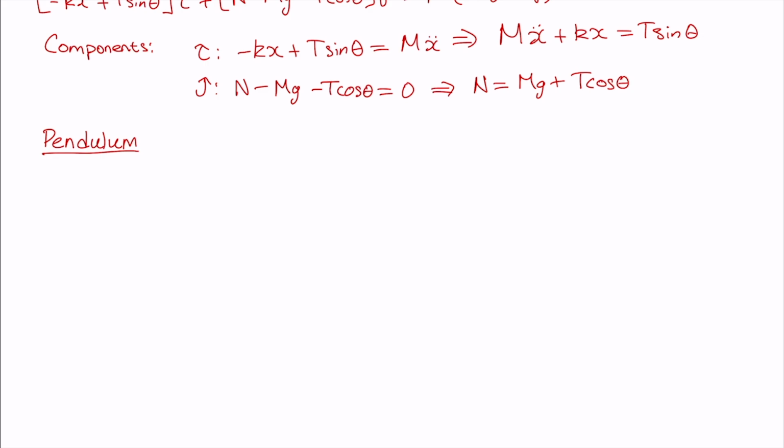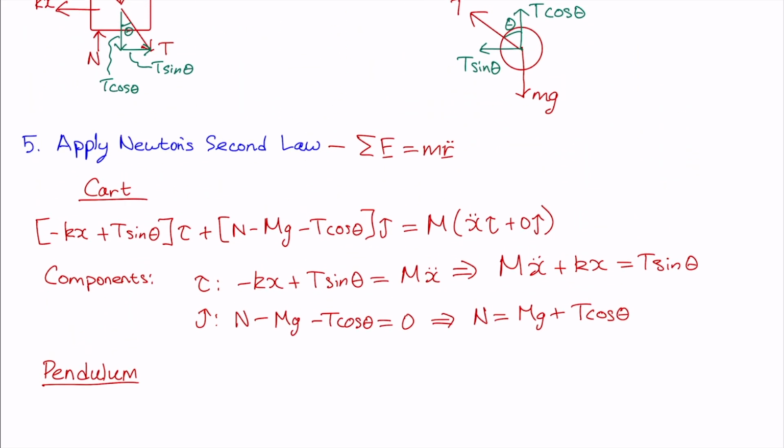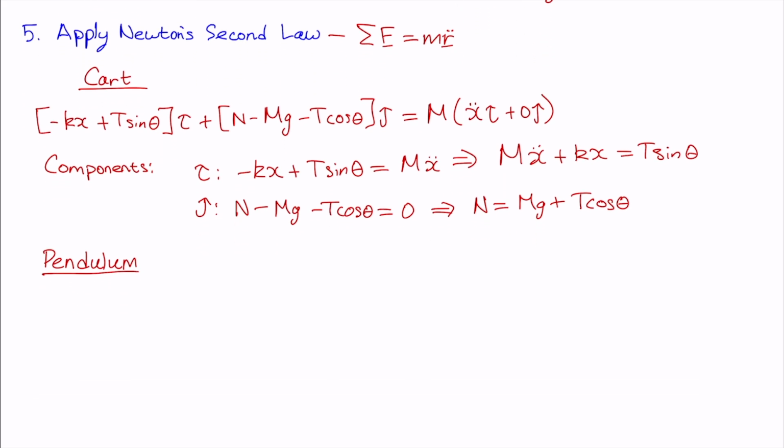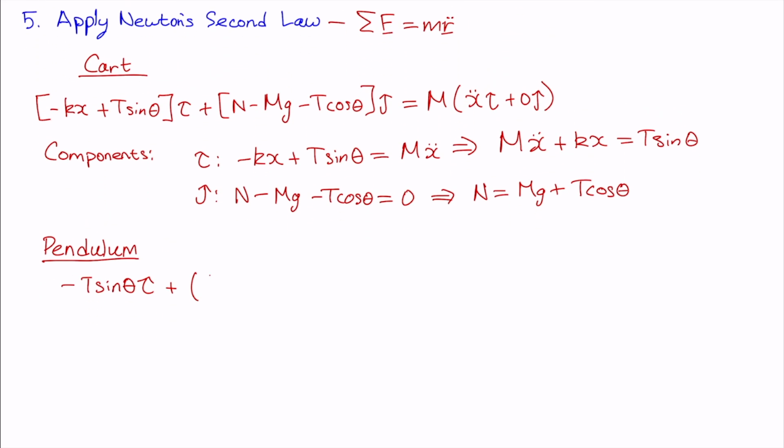Okay, welcome back. We're going to go through the pendulum, looking at the different forces. Looking at our free body diagram, in the x direction we only have minus T sine theta. We're writing out the full vector equation. Plus, in the vertical direction, we have T cosine theta minus little mg, that's all in the j direction.